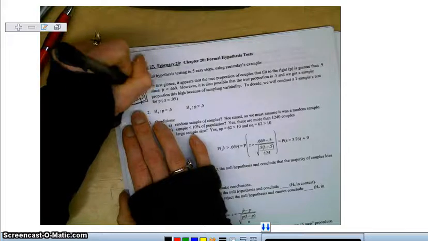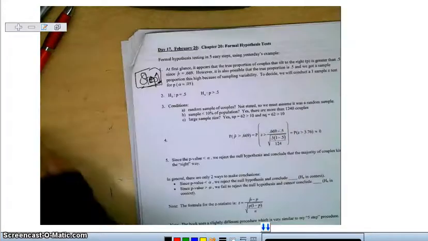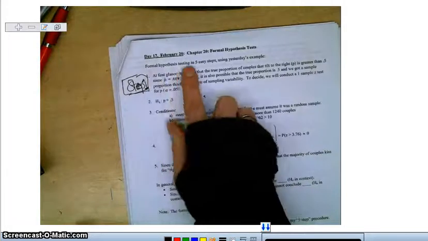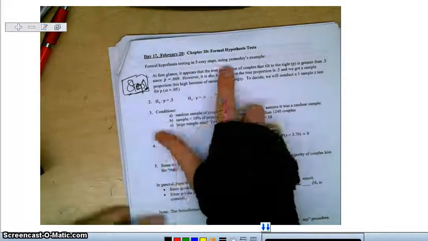So if you're not understanding this today, it's probably because you didn't watch the first videos. So formal hypothesis testing in 5 easy steps using yesterday's example.